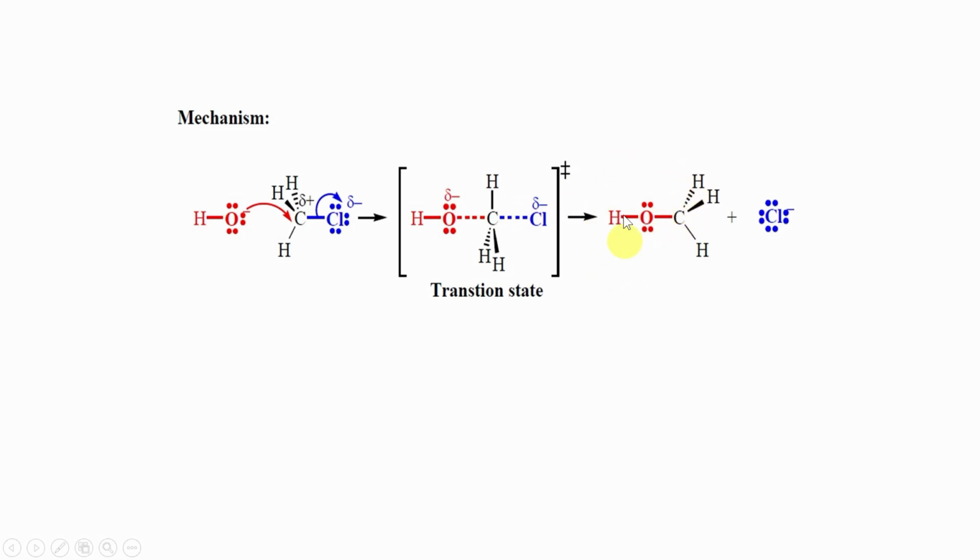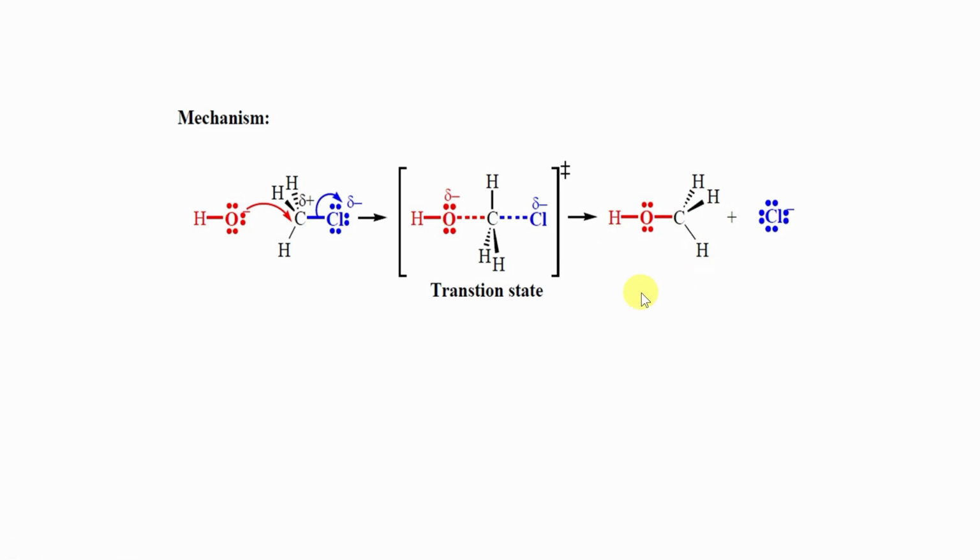Here methanol is formed. Okay, and it is the actual mechanism of SN2 reaction. That is, the nucleophile attacks the substrate molecule, forming an unstable transition state, which decomposes, forming the product. All this process takes place synchronously or simultaneously. Bond formation and bond breaking takes place simultaneously in a single step, and it is the mechanism of SN2 reaction.